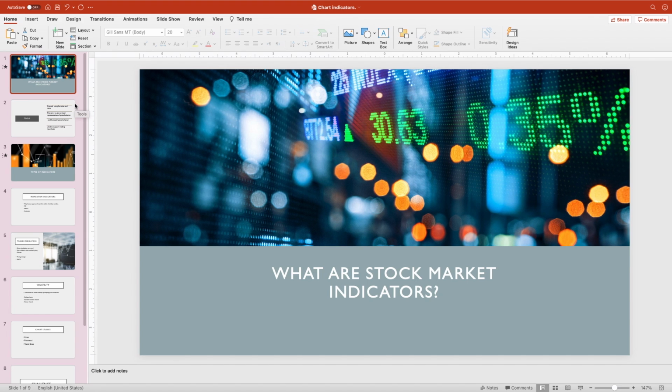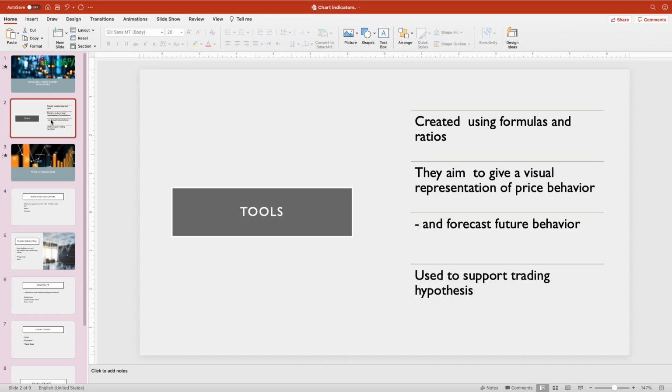So the question now is, what are stock market indicators? Simply put, stock market indicators are tools. They are tools that are created using formulas and ratios depending on what you're looking at, and their aim is to give you a visual representation of the price behavior. So they go back over a period of time and give you a visual representation of what the price has been doing, has it been trending, and such.